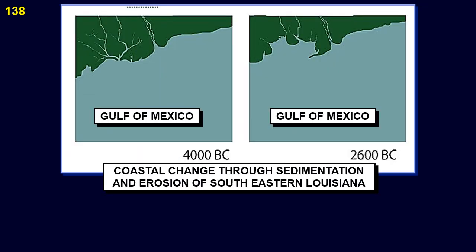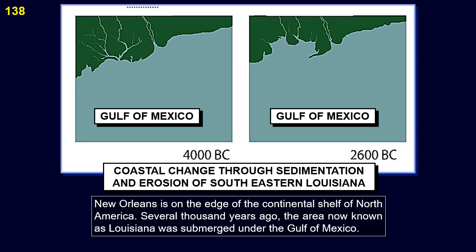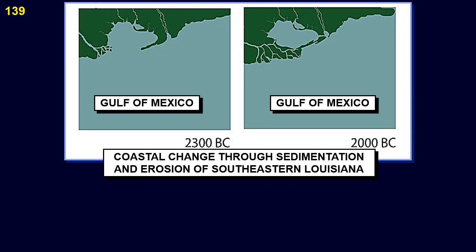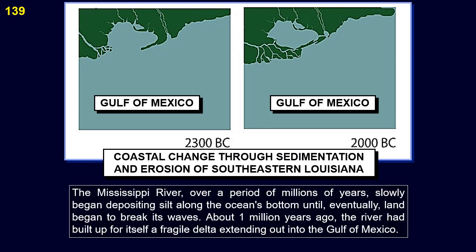New Orleans is on the edge of the continental shelf of North America. Several thousand years ago, the area now known as Louisiana was submerged under the Gulf of Mexico. The Mississippi River, over a period of millions of years, slowly began depositing silt along the ocean's bottom, until eventually land began to break its waves.